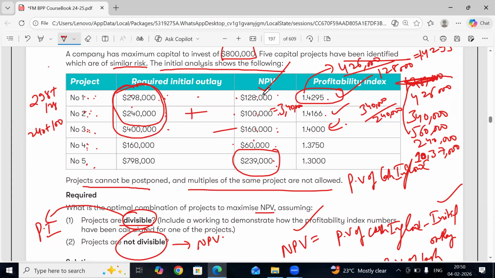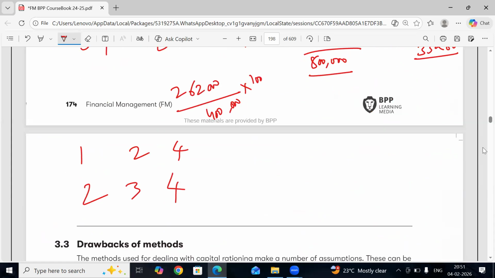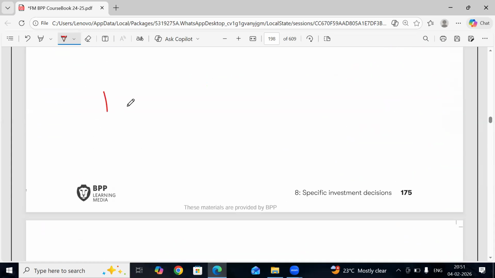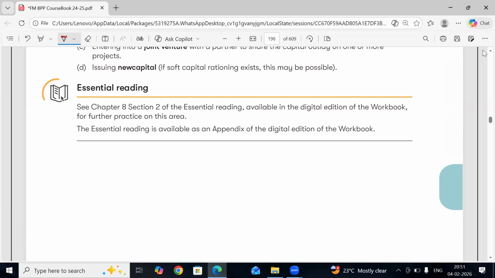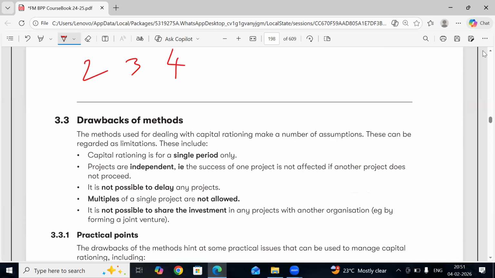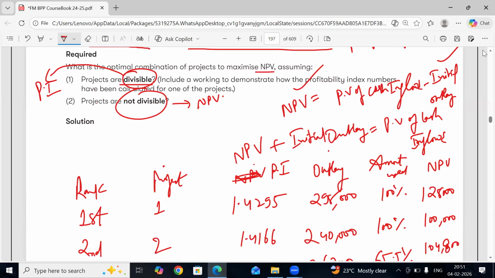3,88,000. But you should remember there is a capital rationing. Can we take 1, 2, 3? Please check. 2,98,000 plus 2,40,000 plus 4 lakhs. We can't take the 1, 2, 3 combination. That is the key thing to consider here. If I take 1, 2, and 3 and add those cash flows, it comes to 9,38,000. So we should not take 1, 2, and 3.